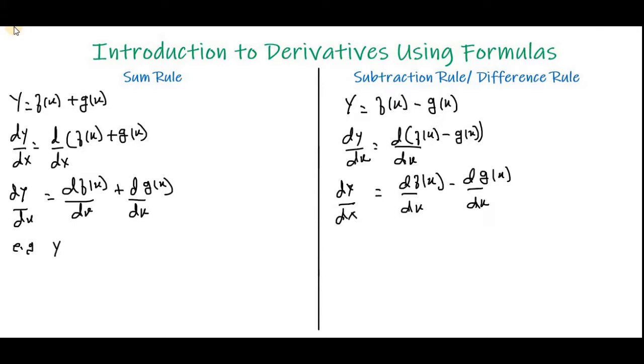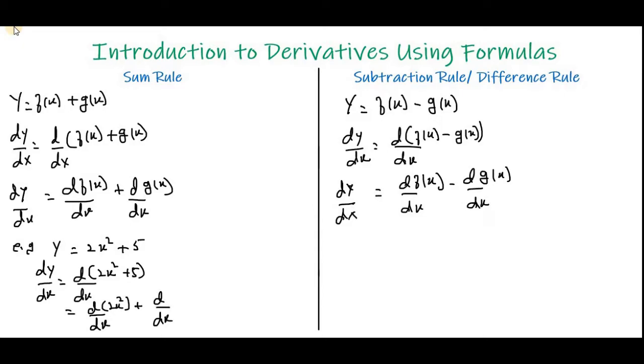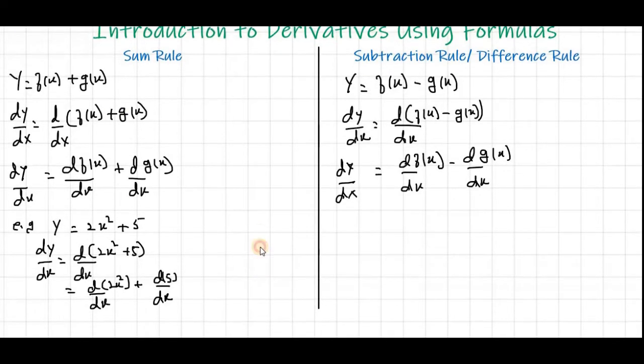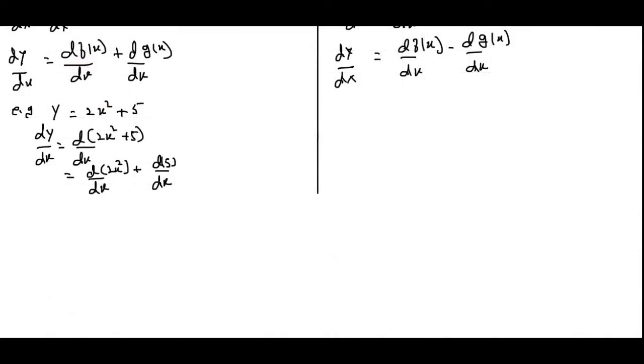Now let's take one example for each. We say, for example, y is equal to 2x square plus 5. So dy by dx is equal to d by dx of 2x square plus 5. This becomes d by dx of 2x square plus d by dx of 5.